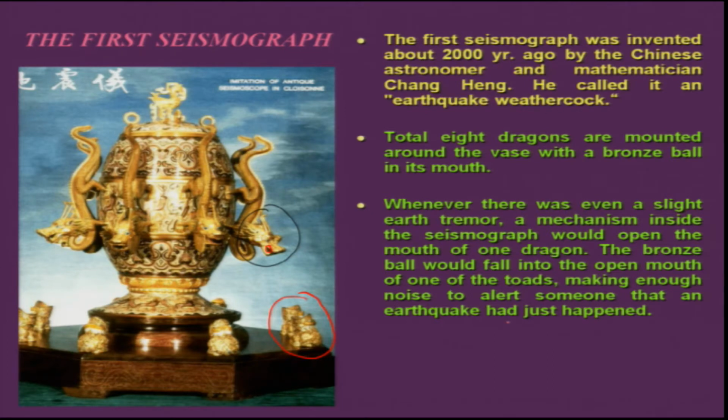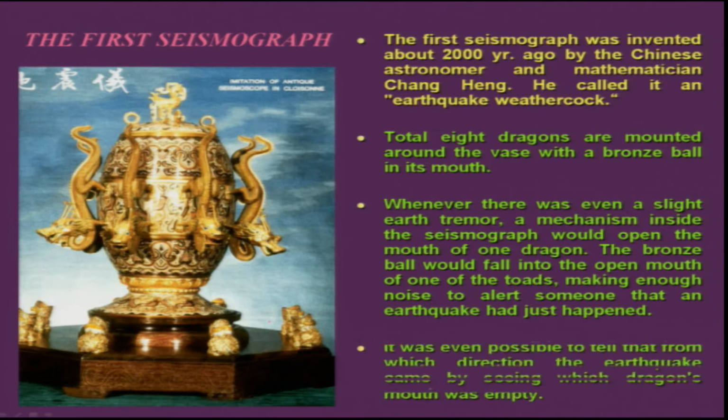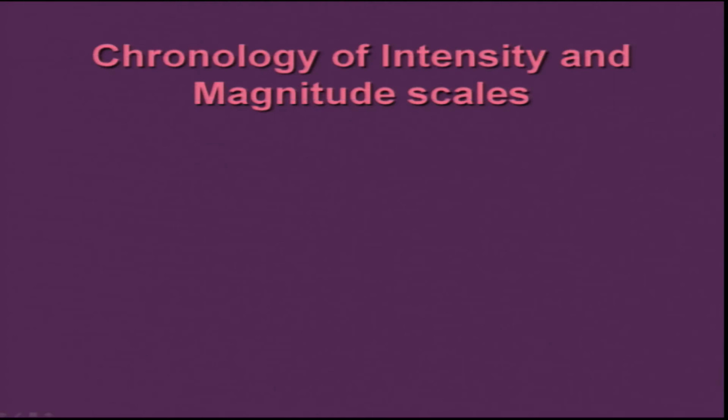So this is one of the very typical ways to identify whether the earthquake has occurred or not in that area. This was invented almost 2000 years ago. Later on, many other scales came up, and we'll see the chronology of the intensity scale first, and then get into the magnitude scale.